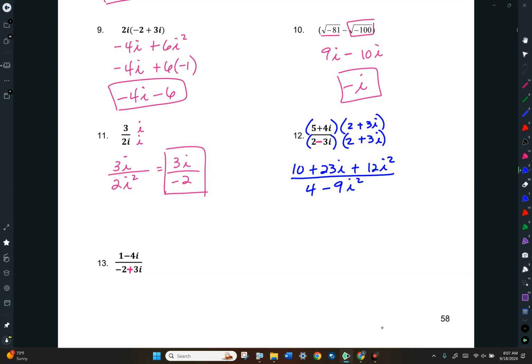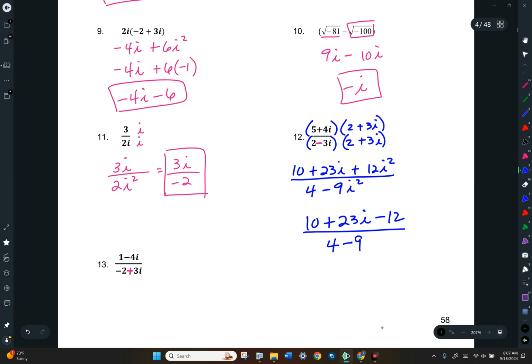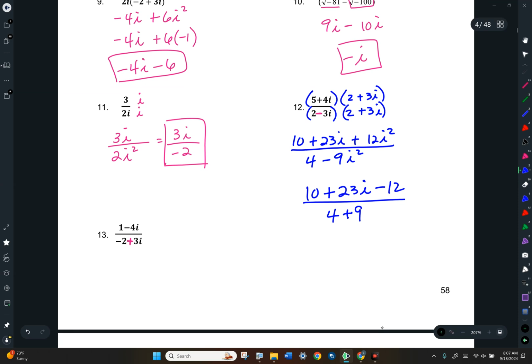So when we clean this up, on the top I have 10 plus 23i, but instead of 12i squared, I'm going to say negative 12, since I know i squared is just negative 1. In the denominator, I've got 4, and then it's a minus, but that's a 9 being multiplied by negative 1. So if it's being multiplied by negative 1, isn't that going to turn into a plus 9? So what I actually have here is, let's see, 10 minus 12 is negative 2. Oh, let me make this a little bit smaller, sorry.